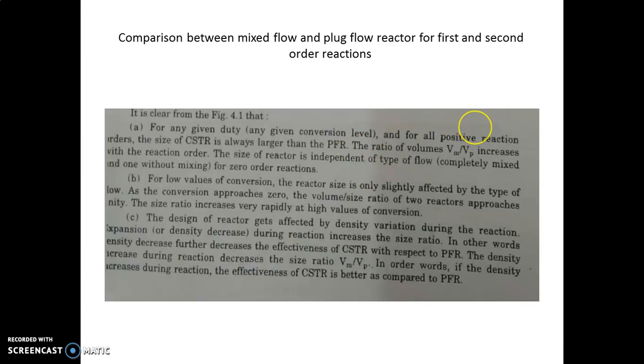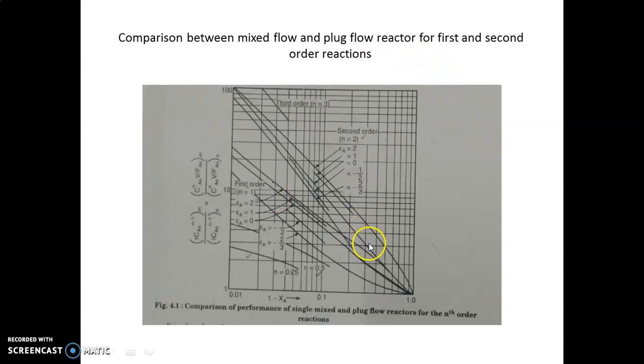The volume ratio Vm by Vp increases with the reaction order. So if we look at this graph, this ratio increases as the order of reaction increases. Here n is equal to 0.25, n is equal to 0.5, n is equal to 1, n is equal to 2, and n is equal to 3. So from this we can conclude that as the order of reaction is increased, the volume ratio is increased. The volume ratio here is 1, then 10, then 100. So in this way we can conclude this point.